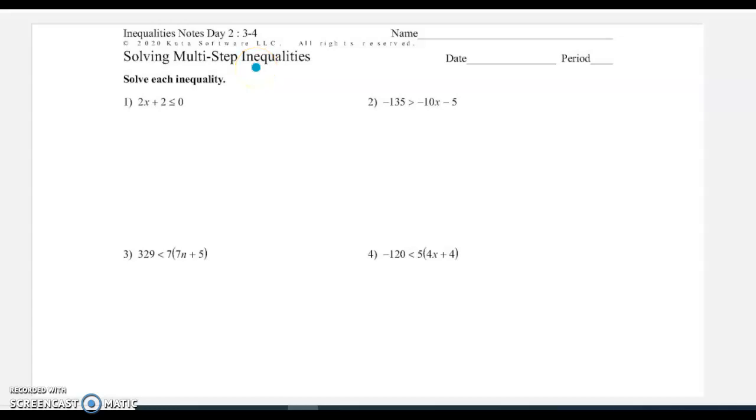All right, here we are, Chapter 3, Day 2, solving multi-step inequalities. Remember, you solve an inequality just like you would an equation, except, remember that golden rule: if you multiply or divide by a negative, you have to flip the inequality.